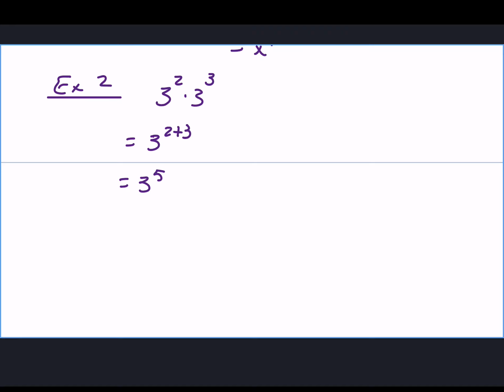And what is 3 to the 5th power? 3 times 3 is 9, times 3 is 27. Times 3 is 81. Times 3 is? This is a good place for you to stop and plug it into your calculator. 3 to the 5th power. 243.